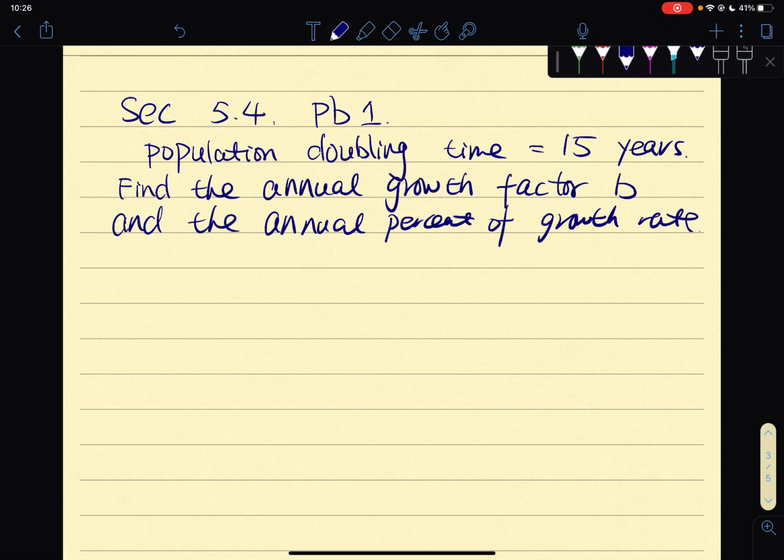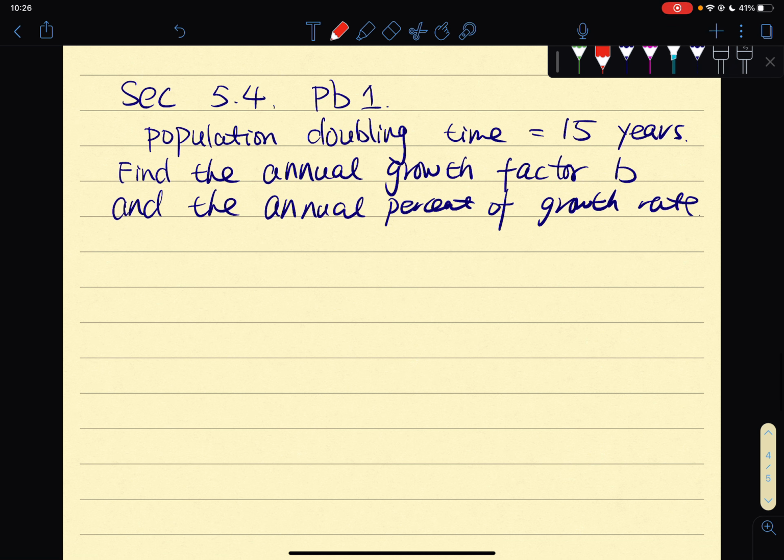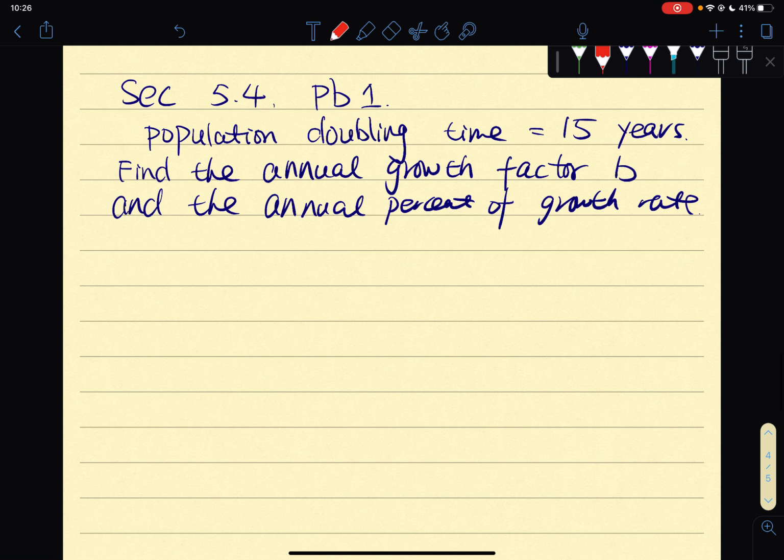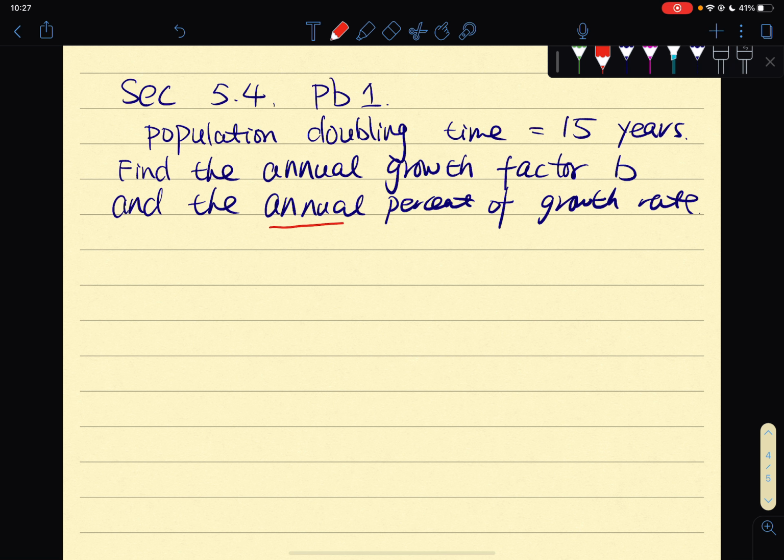Okay, so let's talk about this problem here, which is in section 5.4, problem number 1. It's about population growth, but I do want to point out that we are not going to use the formulation I introduced in class because there's a minor difference. As you can tell, it's asking you what's your annual growth rate, what's your annual percentage change. So here's what's actually going on.